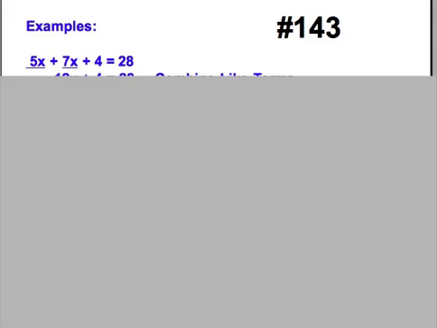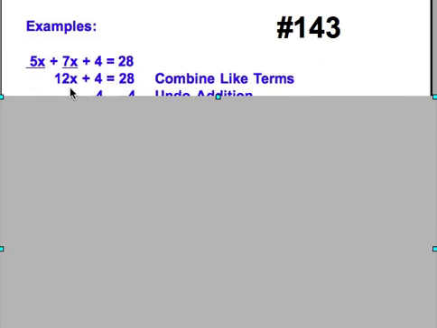Slide 143 demonstrates how to solve this multi-step equation. The first rule is to simplify each side. Here on the left side, we need to simplify. The right side only has one term, so there's no simplifying there. There's nothing to distribute, so the first thing we do is combine like terms, which are the x terms. So 5x plus 7x simplifies to 12x, and I bring down the rest of the problem: 12x plus 4 equals 28.